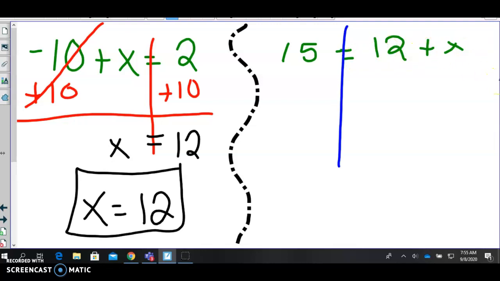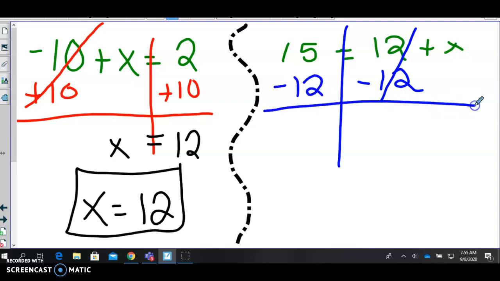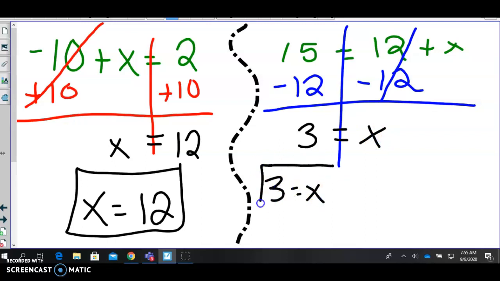The opposite of positive 12 or plus 12 is going to be minus 12 or negative 12. So 12 minus 12 cancels out and gives me 0. What I do on one side of the equal sign, I have to do on the other. Okay, and then I am left with 15 minus 12, which gives me 3. Equals x, and I could say my answer is 3 equals x, or x equals 3.